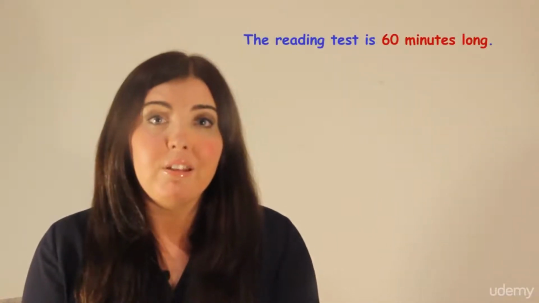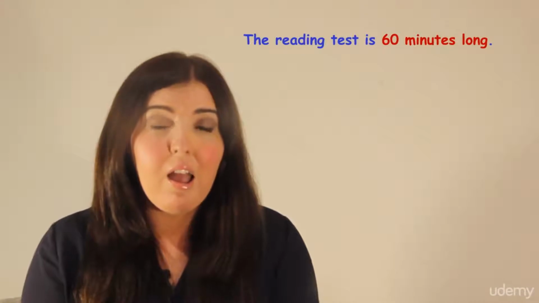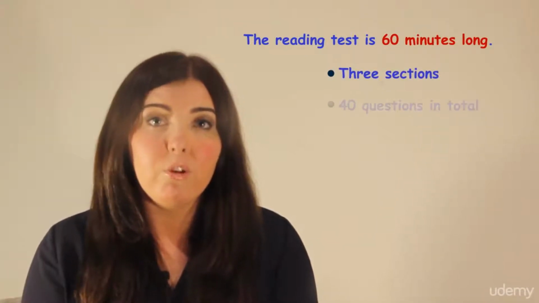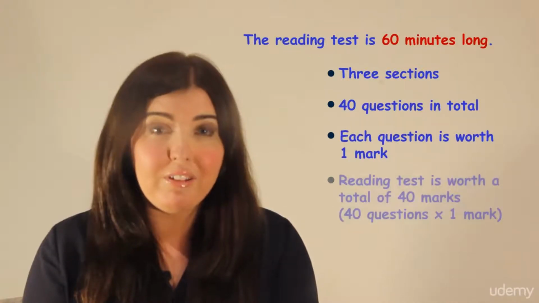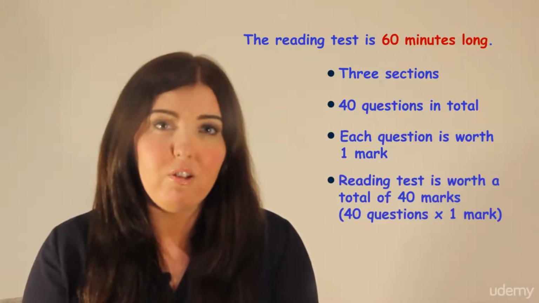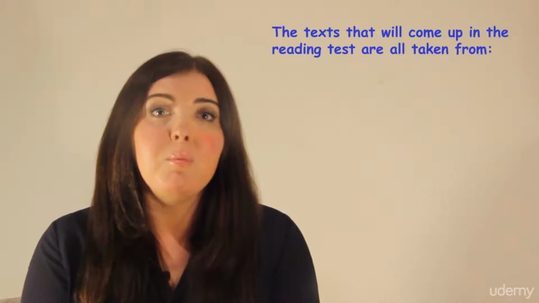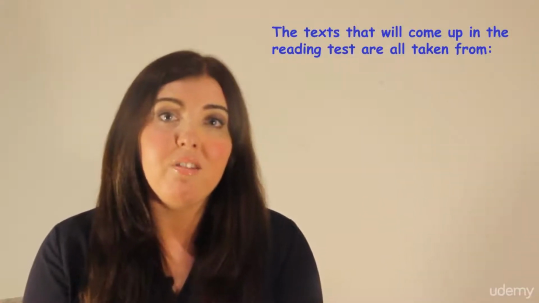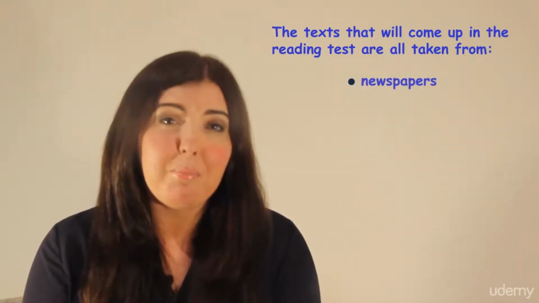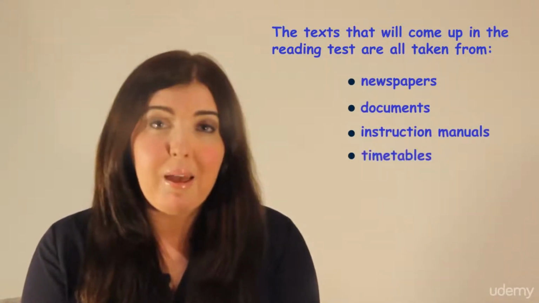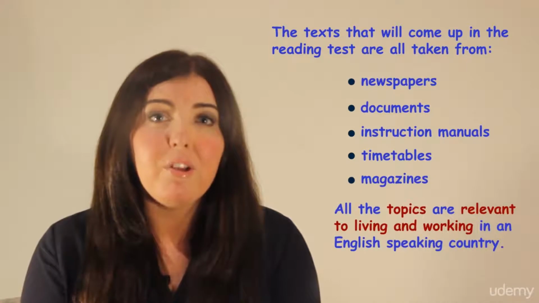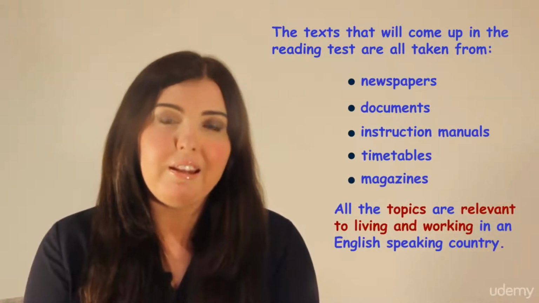So let's get started. The general training reading test is 60 minutes long and there are 3 sections with 40 questions in total. Each question is worth 1 mark, so the reading test is worth 40 marks in total. The texts that will come up in the reading test are all taken from newspapers, documents, instruction manuals, timetables and magazines. All the topics are relevant to living and working in an English-speaking country.